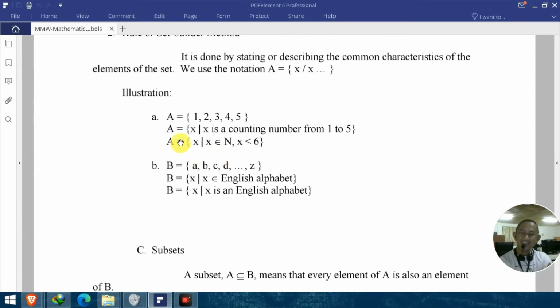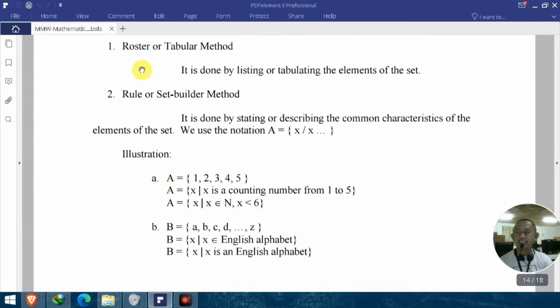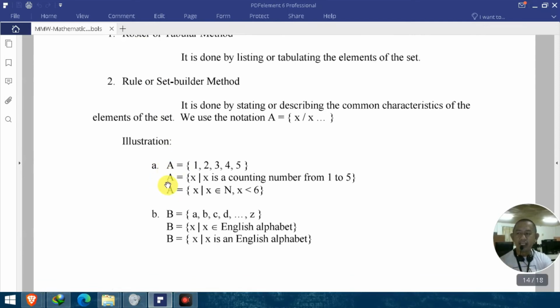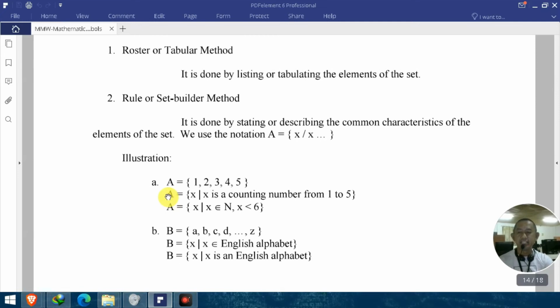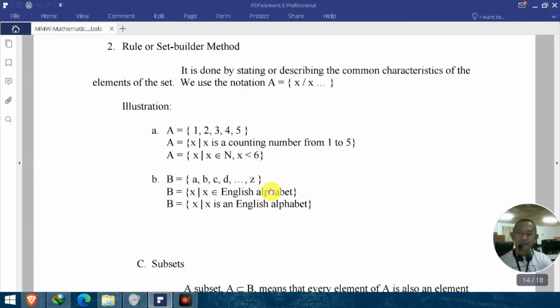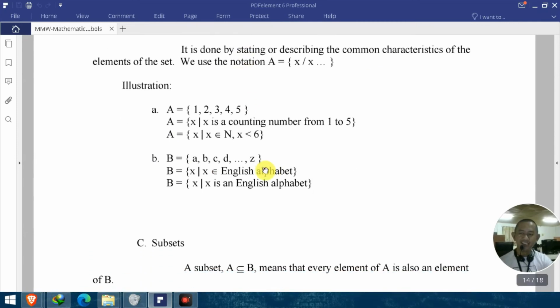Normally, the roster method is where you list all the elements. But for A and B, to make it easier to understand, you describe the elements inside, describing the common characteristics of the elements. So it is just a description.